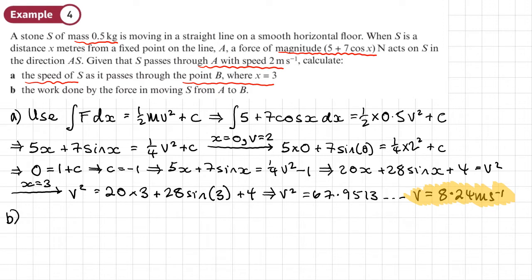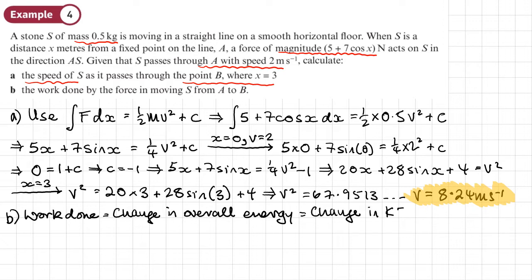On part B, we need to calculate the work done by the force in moving from A to B. Now, work done is equal to the change in overall energy, and in this case there's no potential energy because it's horizontal, it's just moving across. There is no elastic potential energy because it doesn't involve any springs or strings, anything elastic. The only change is going to be the change in kinetic energy.